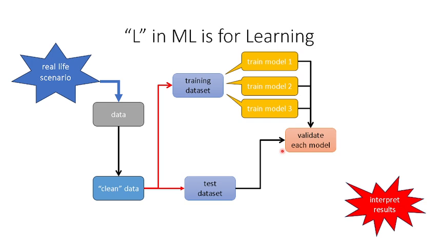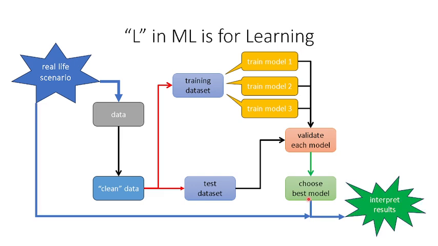Now, when we see that there are so many models during the validation, it is very imperative for us to choose the best model. And that's what we do nearly at the end of the entire training and testing process. And using this best model and the data from the real life scenario, or maybe the real life scenario itself, we interpret the results. So, this is what the entire learning of machine learning is, and this is the core concept in all machine learning algorithms.